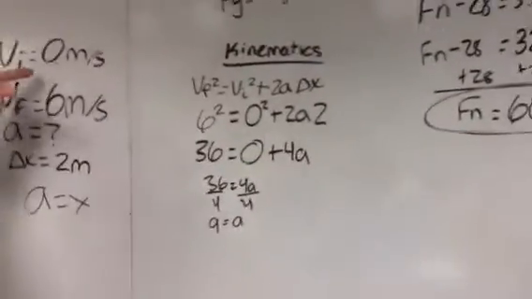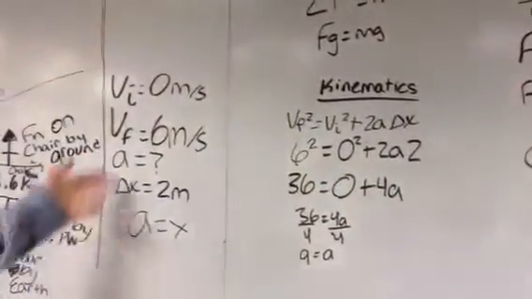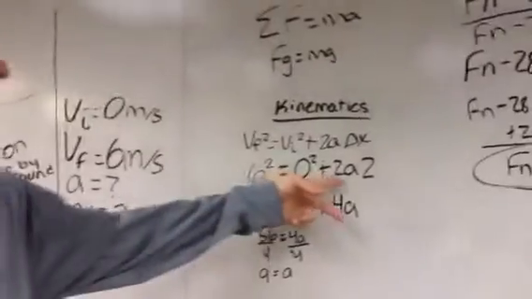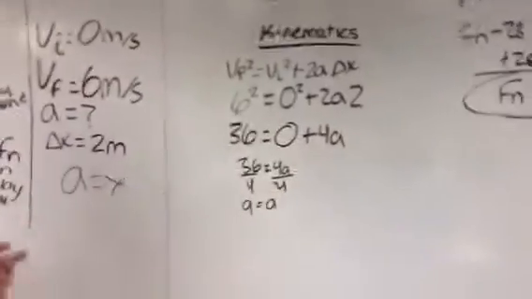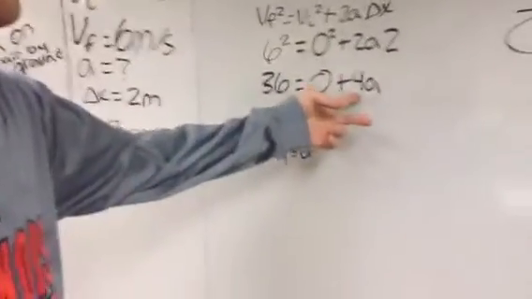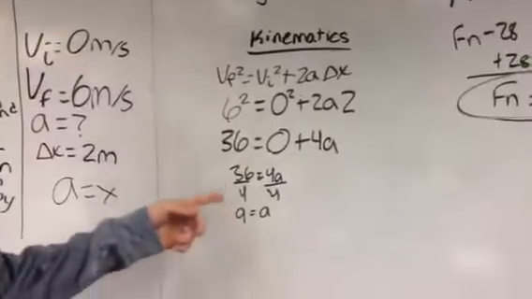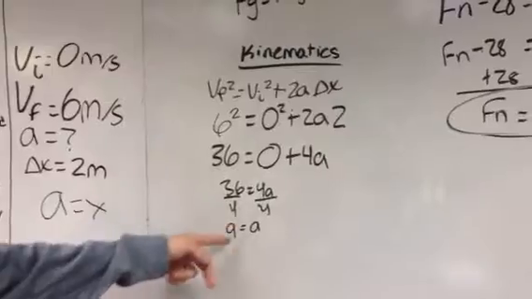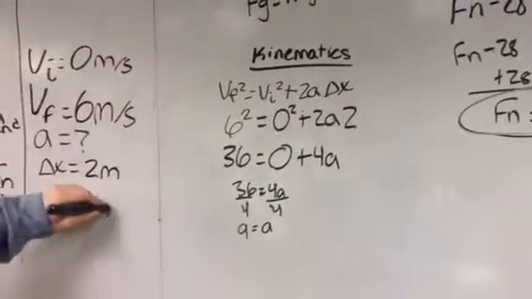And we know Vi is 0, so Vi squared is equal to 0 squared. We know Vf is equal to 6, so 6 squared is equal to 36. And then that leaves us with 2 times acceleration times change in position. And we know that change in position is 2, so it would be 2 times acceleration times 2, which becomes 4a. So we subtract 0 over 36, and that becomes 36 still. And then we divide 36 divided by 4, which becomes a equals 9. So we now know that acceleration is equal to 9.